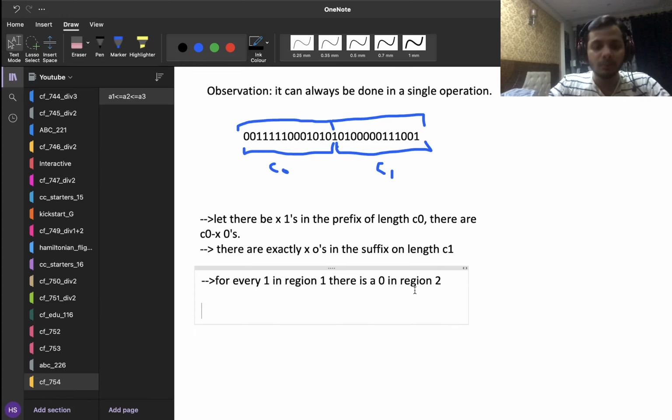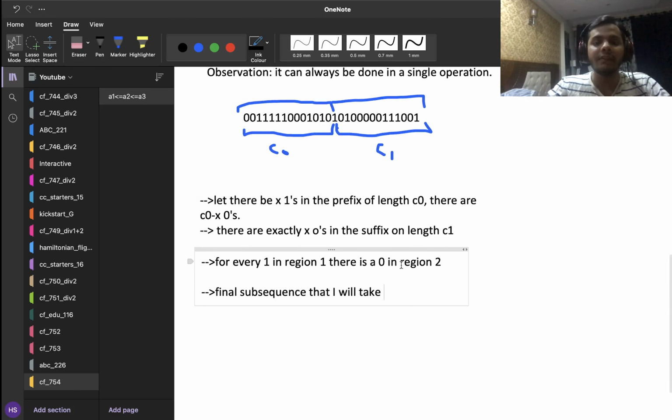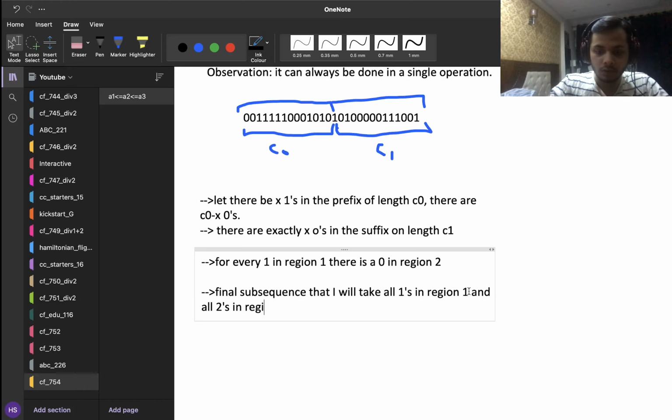So what I'm going to do is, my final subsequence that I will take will just consist of all the ones in the first region and all the zeros in the second region, because if I just reverse them, then the first region will contain all zeros and the second region will contain all ones. So in the final subsequence, I will take all ones in region 1 and all zeros in region 2.